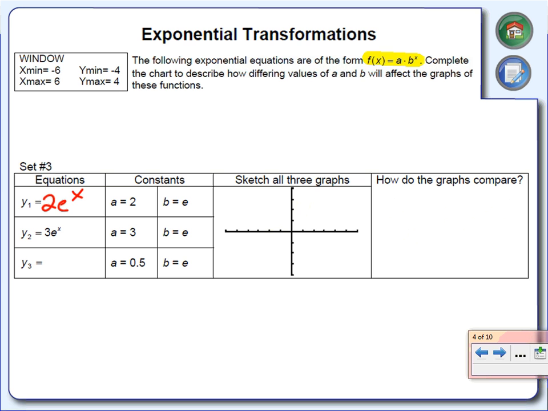That is correct. Matter of fact, we can do the same thing with that third equation down there. They told us A, they told us B. So what would the equation be then? Garrett, what would be the equation? 0.5 times e to the x power. So these are the equations we're working.